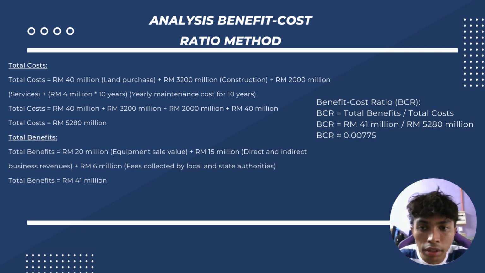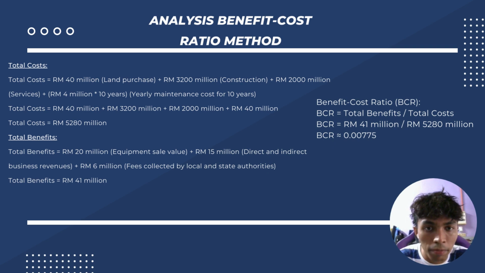And for total benefits, 20 million ringgit Malaysia is the equipment sale value, and 50 million ringgit Malaysia is direct and indirect business revenues, and 6 million ringgit Malaysia is fees collected by local and state authorities. The total we get for total benefits is RM 41 million ringgit Malaysia.